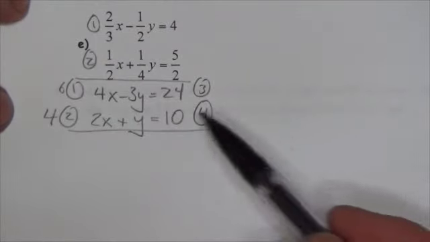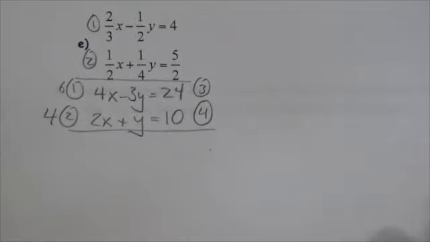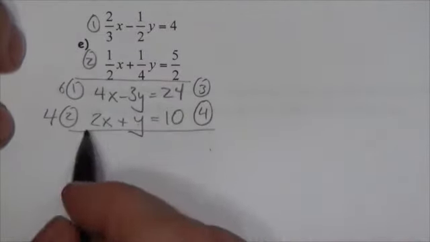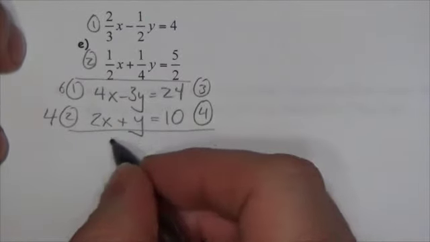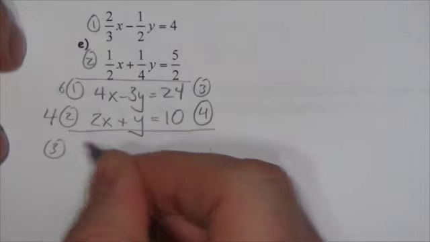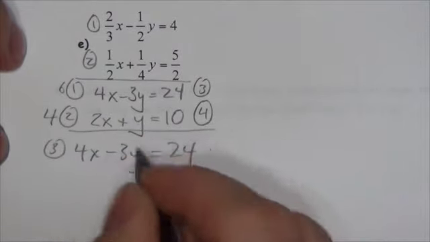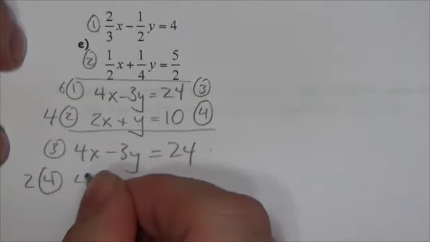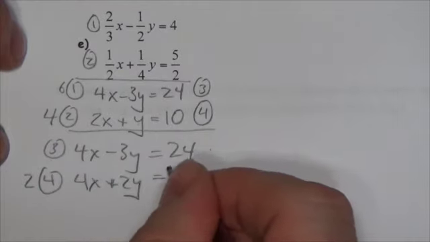Now let's take a quick look. Look at the coefficients. Actually, it would be just as easy to do one or the other here. But you know what? Let's get rid of the x's. Because to do that, all I got to do is multiply this equation 4 by 2. So here's equation 3. It'll be 4x minus 3y is equal to 24. And if I multiply equation 4 by 2, I will get 4x plus 2y is equal to 20.